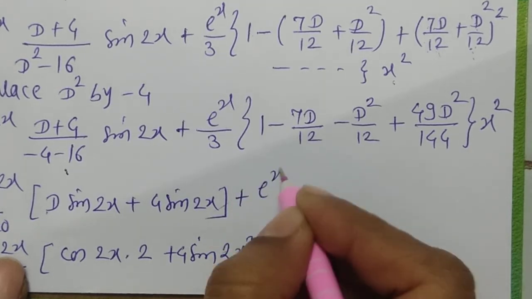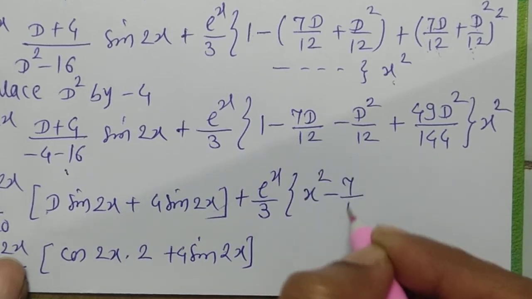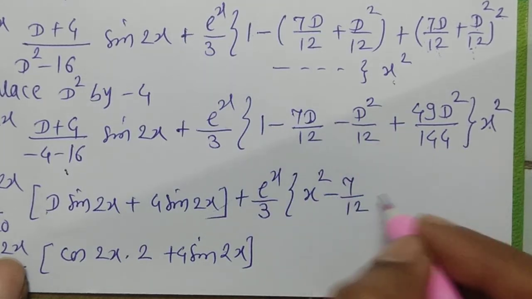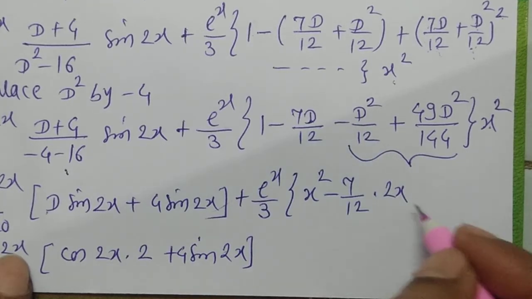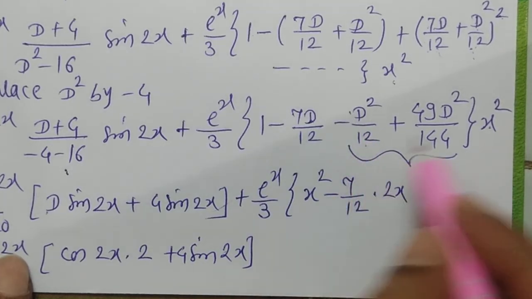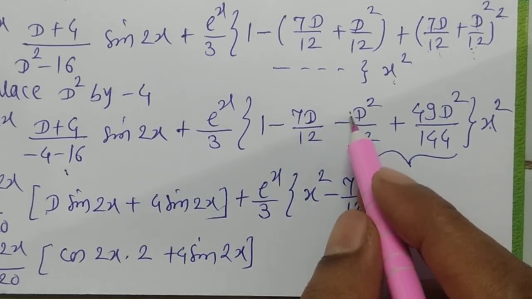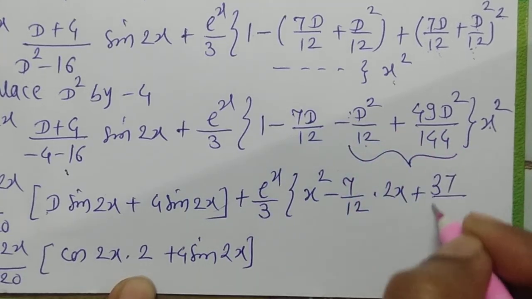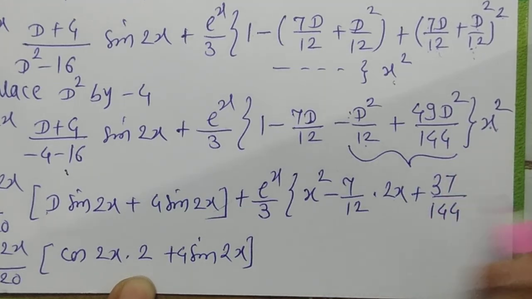And then operate each term on this x square. So we'll write plus e raised to x by 3 as it is. This 1 into x square is x square, minus 7 by 12, D of x square, the derivative of x square, that is 2x. We are having these two terms of D square. Simplify their coefficients: minus 1 by 12 plus 49 by 144. If we take the LCM 144, then here it is minus 12. So 49 minus 12 is 37 by 144, D square of x square, the second derivative of x square, meaning the derivative of 2x, which is 2, isn't it?